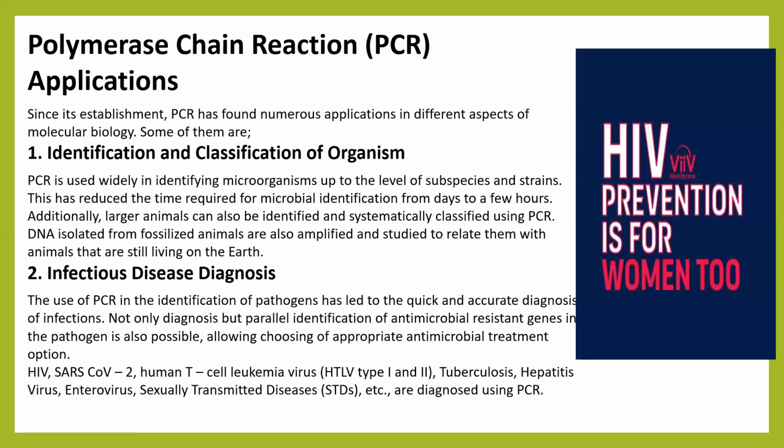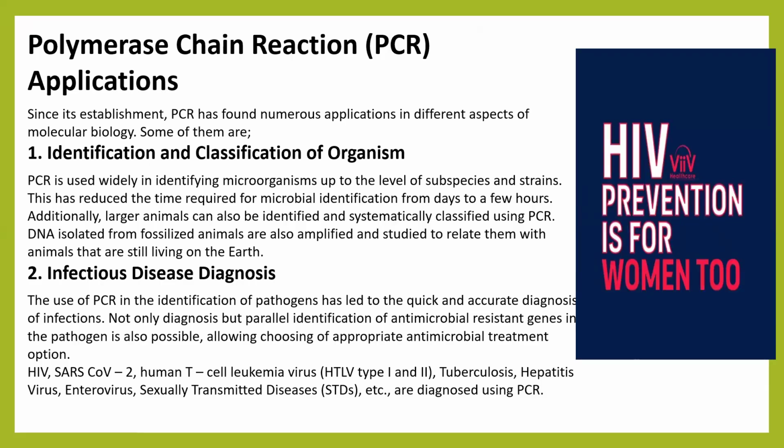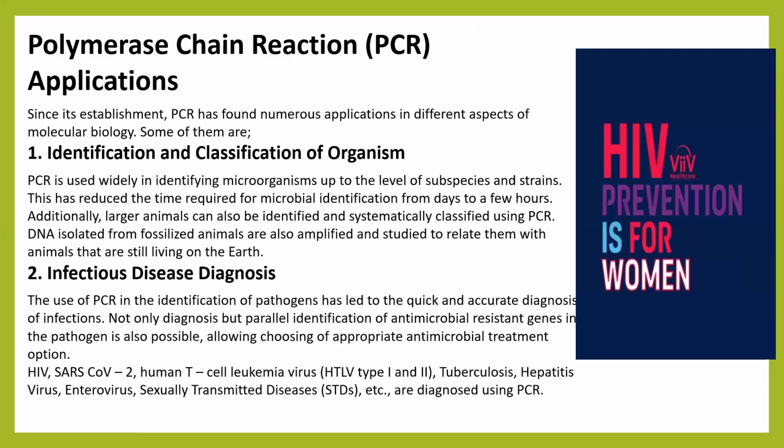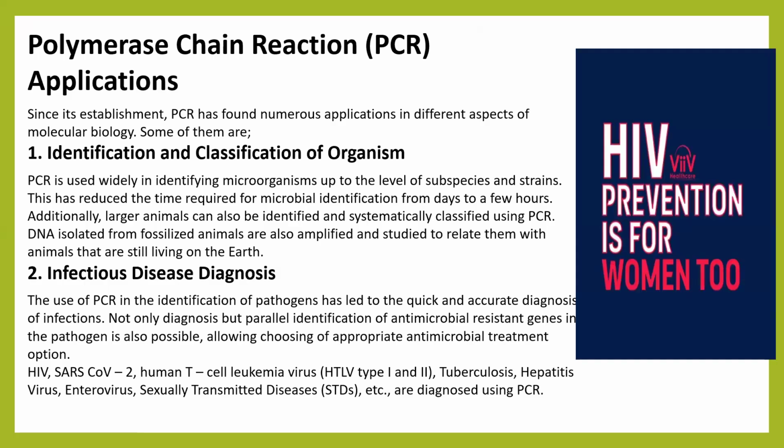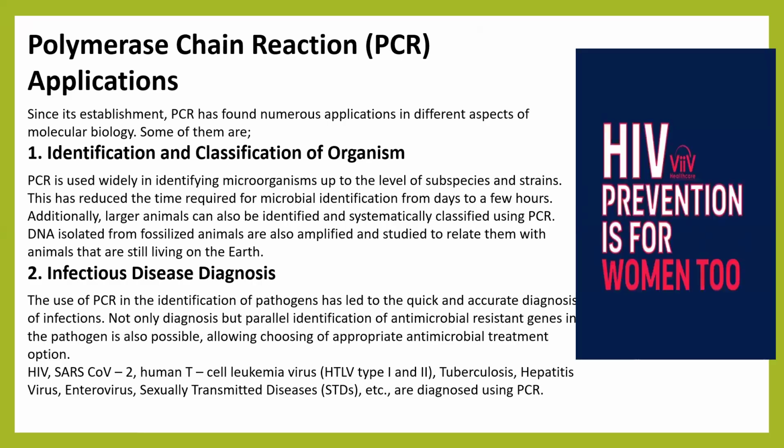Polymerase chain reaction has different applications in different aspects of molecular biology. What are the different applications? The first application is identification and classification of organisms. It is widely used in identifying different types of microorganisms up to the level of subspecies and strains. It has reduced the time required for microbial identification from days to a few hours. Additionally, larger animals can also be identified and systematically classified using PCR.